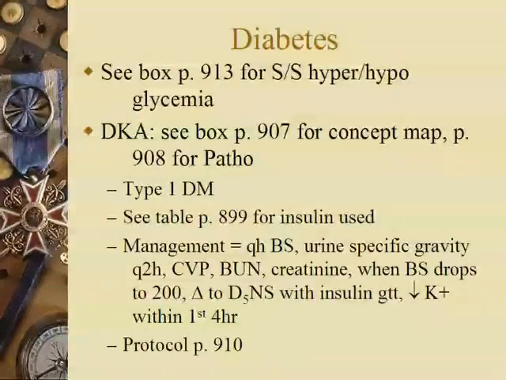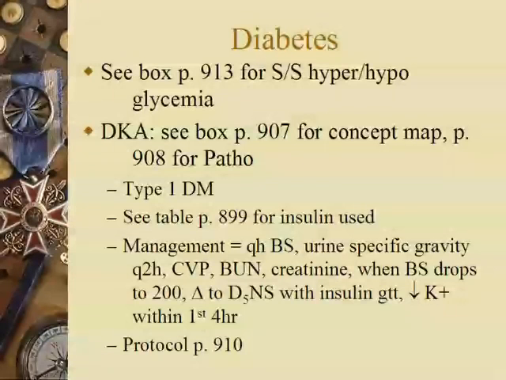If you're a type 1 diabetic, ketoacidosis is your primary major complication. On page 907 you'll have the concept map, and on page 908 you'll have a box that has the patho for that. And the types of insulin you use will be in a table on page 899.